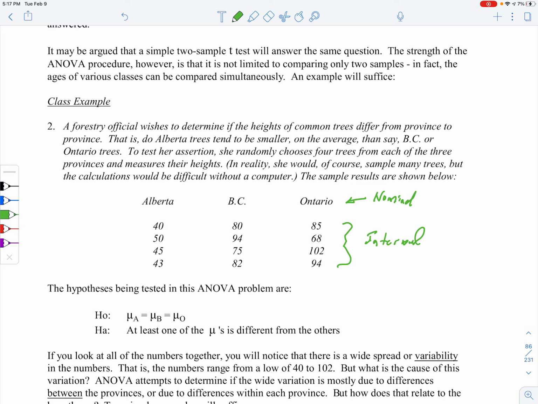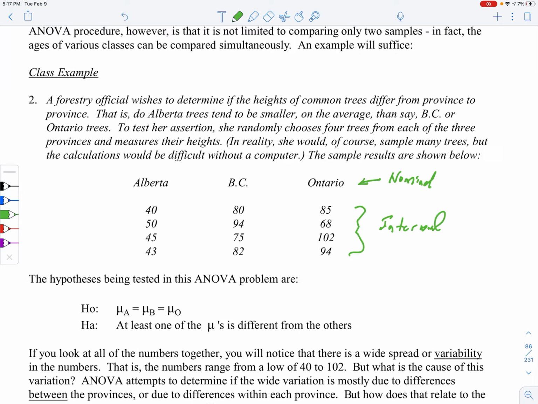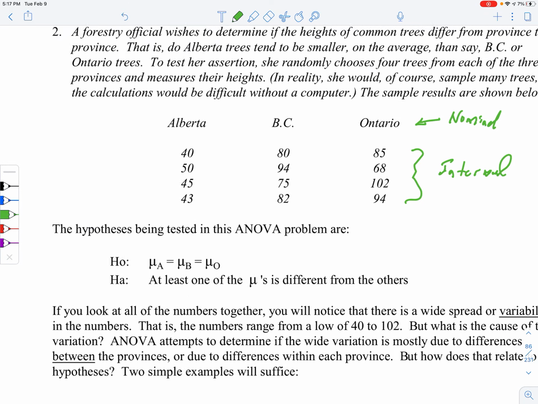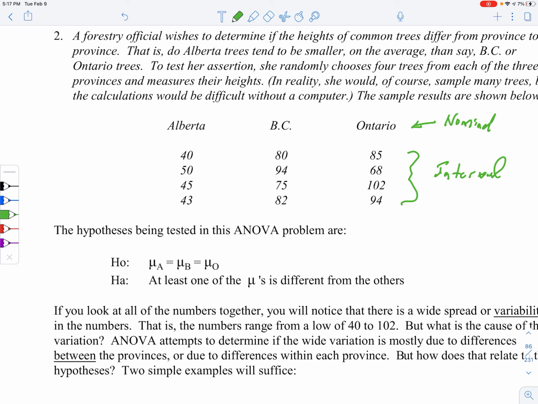The hypothesis being tested in an ANOVA problem always looks like this, that the means of the 3 provinces in this case are equal to each other, against the alternative that at least one of the means is different from the others, so is not the same as the others. Now, when you take a look at this, that sounds kind of goofy that we're testing means when the F distribution, which is what we'll be using for this, is a ratio of variances. But I'm going to show you how that all works.